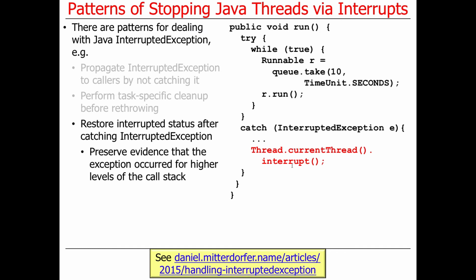If you recall the acquire uninterruptibly method, you did this in order to keep track of the fact that an interrupt occurred, even if you ignored it for the duration of the acquire. You still want to let the caller know, hey, there was an interrupt. You might want to deal with it somehow.